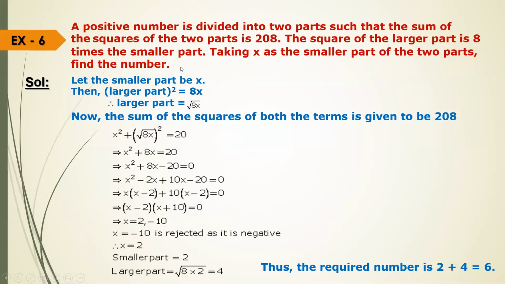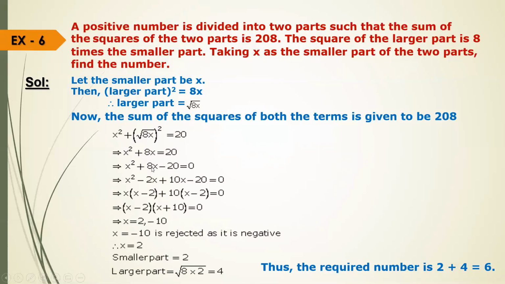Sum of both the numbers' squares. So our smaller number is x, so the square of the first number is x^2. Our larger number is root 8x, so the square of the larger number is (root 8x)^2, which is given equal to 208. On squaring this, you will get 8x. x^2 + 8x = 208. Transpose this 208 to the left hand side: x^2 + 8x - 208 = 0.